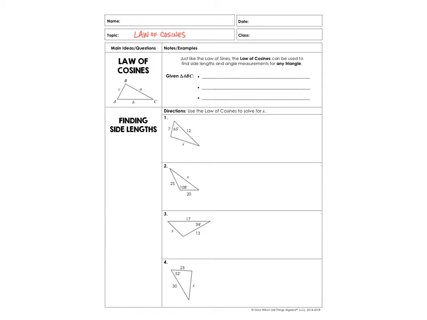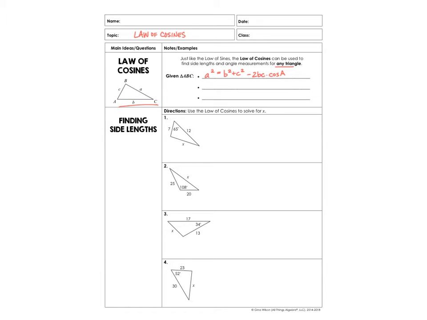Good morning. Yesterday we looked at the law of sines, and like the law of sines, the law of cosines can be used to find side lengths and angle measurements for any triangle. Okay, so given triangle ABC here, let's look at what the law of cosines says. A squared equals B squared plus C squared minus 2 times B times C times the cosine of A, okay?